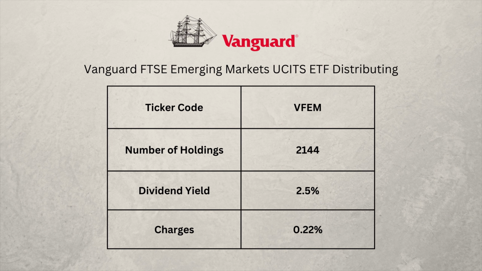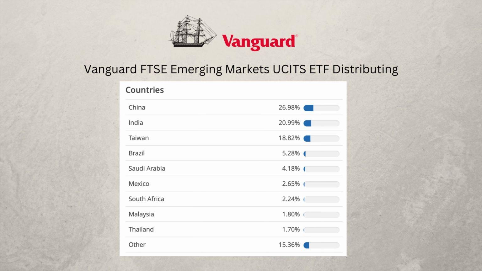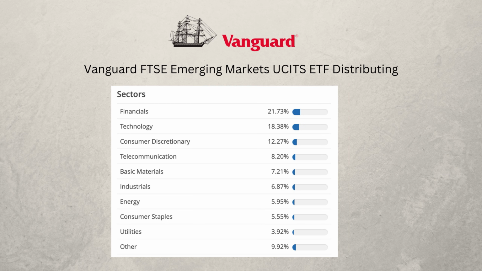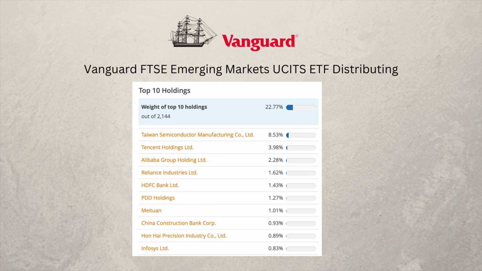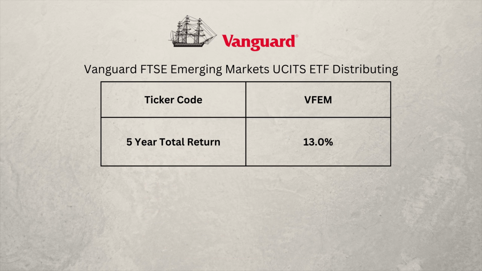The next ETF tracks stocks from emerging markets worldwide and has the ticker code VFEM. It contains 2,144 companies, has a dividend of 2.5% and the ongoing charge is 0.22% a year. China, India and Taiwan are the largest countries you would have exposure to. Financials, technology and consumer discretionary make up the 3 largest sectors. And here are the largest companies, and the ones shown here make up 22% of the entire ETF. The 5-year total return for VFEM is 13%.